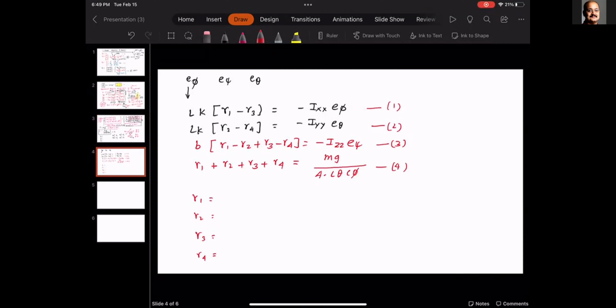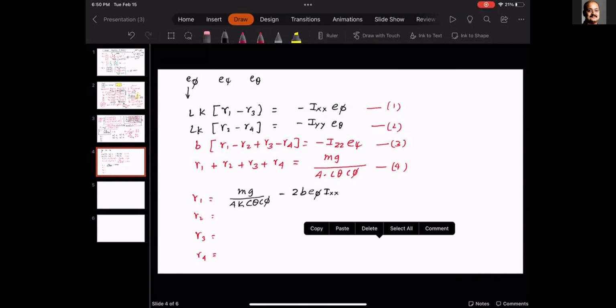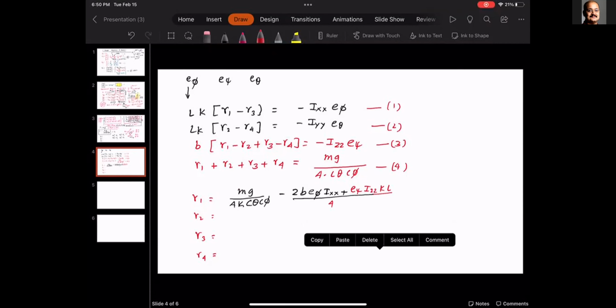And you can use MATLAB to find these values, and I would just give you the equation: mg over 4k cosine theta cosine phi minus 2b e phi Ixx plus... and unfortunately these equations, even though this process is straightforward, the resulting equations become complex. So let's use Matlab.